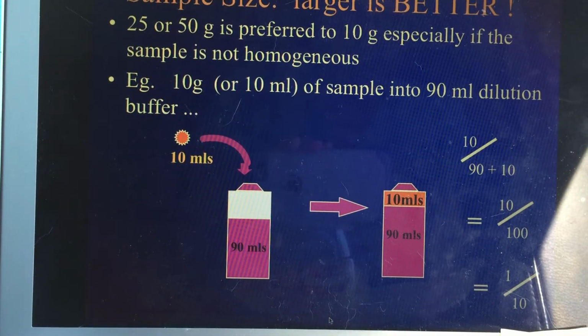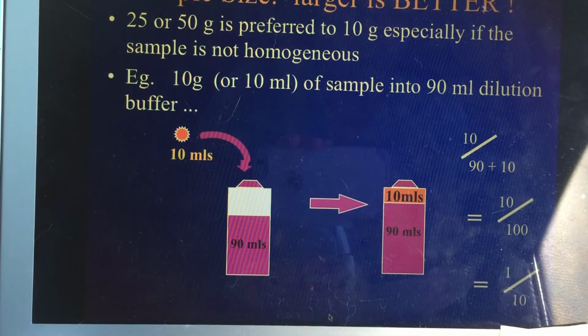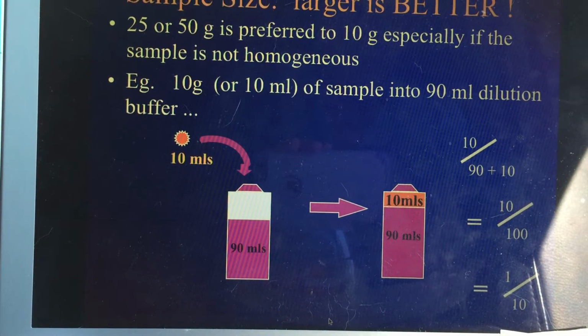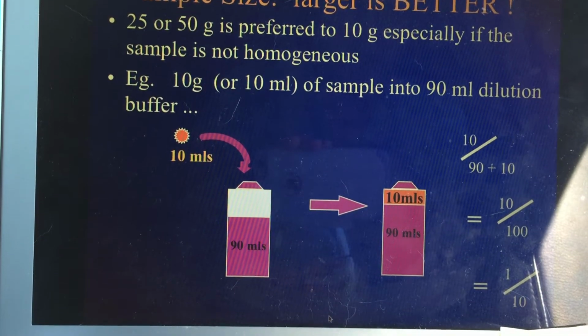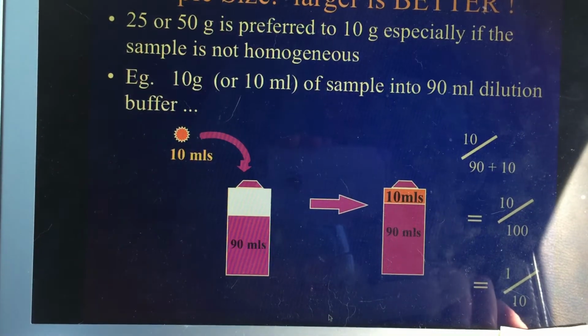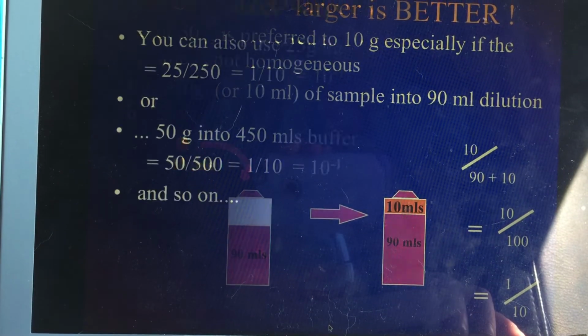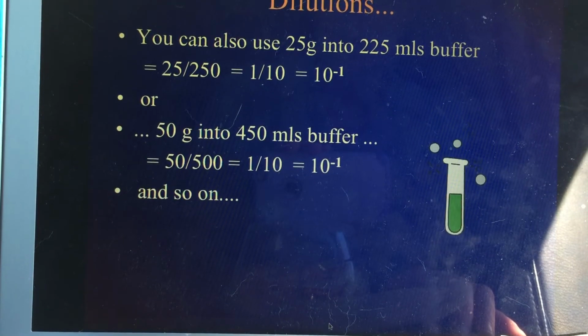So you can see 10 mils of the beaker there comes from the sample. The other 90 mils comes from a sterile buffer solution. So you have 10 mils in a total of 100. When you reduce that fraction, it still is a 1 in 10 dilution. Other dilutions can be used as long as that ratio is maintained.